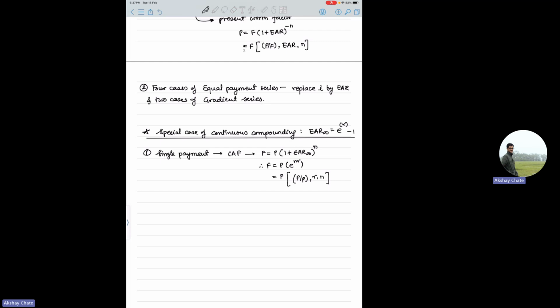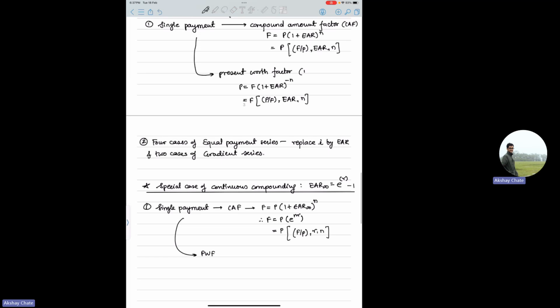Yeah, since you are taking that e already into account, you can just write it in terms of r and n. No need to write it as EAR infinity here. Okay, so don't commit that mistake. And then there was this present worth factor, right? PWF.